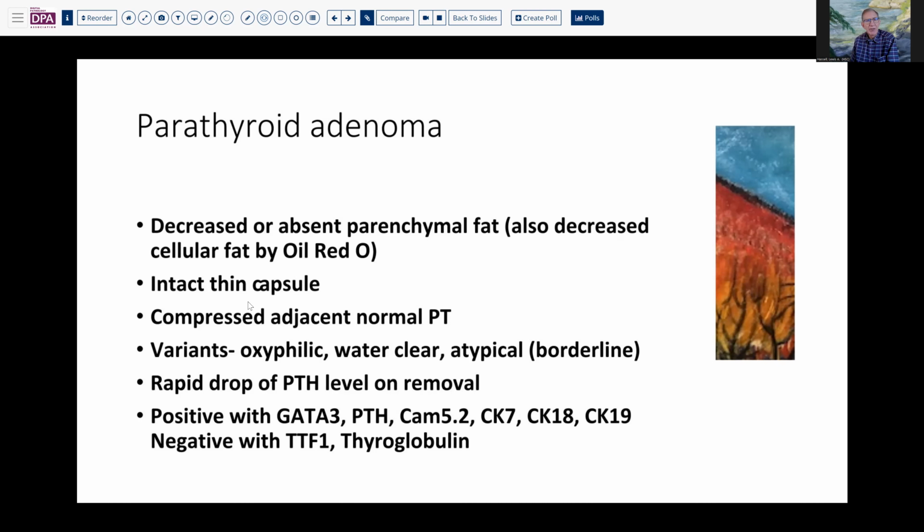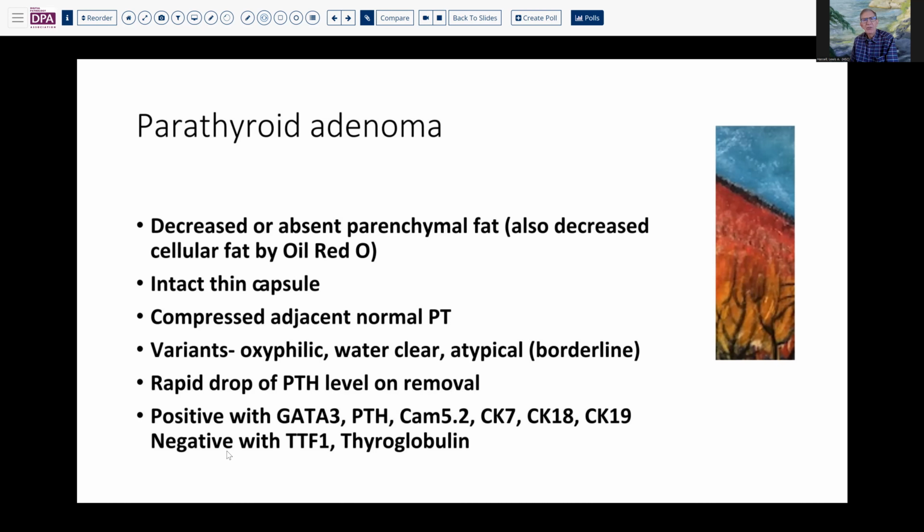Parathyroid adenomas usually have a thin capsule, and they may, if you section them appropriately, have an adjacent area of more normal appearing parathyroid gland. And that can be helpful if it's present. If it's absent, well, that doesn't exclude the possibility, certainly. And as we've mentioned, the cellular composition can be oxyphilic cells, water clear cells, the more typical chief cells, and occasionally you can get atypical cells, some atypia, even mitoses and so forth, that might put you in towards a more borderline category in some settings. We've mentioned the rapid decay of the PTH level.